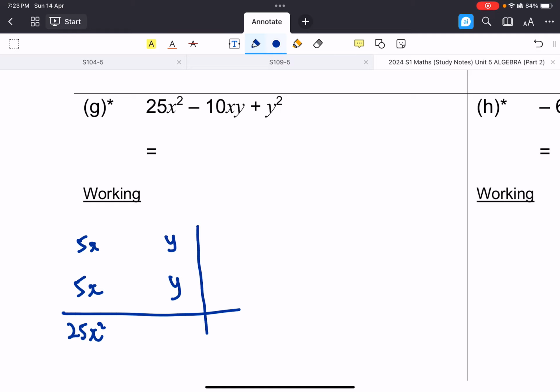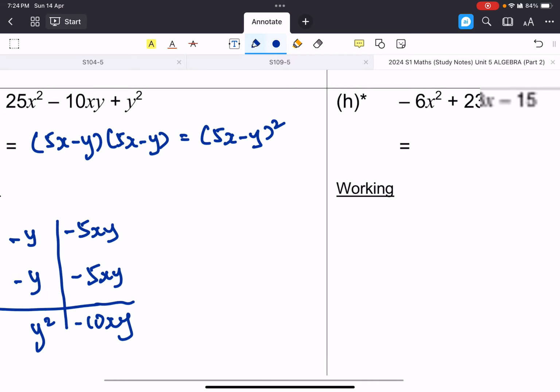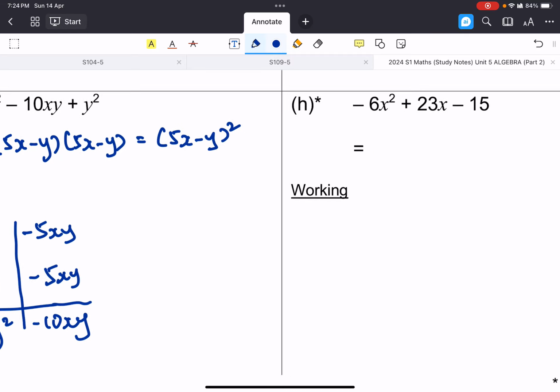So we have y and y, to get y squared over here. This gives us 5xy, 5xy, and then we have 10xy. Since we want this to be negative, all these are negatives. That gives us 5x minus y times 5x minus y, which results in 5x minus y squared. See? This comes with a bit of experience, but I'm able to see it straight away.